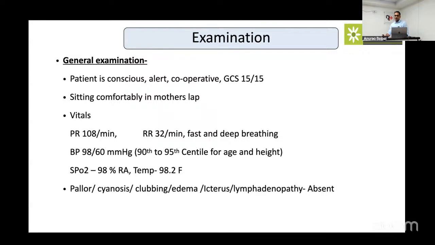So we'll move ahead to examination. In general examination, the patient is conscious, oriented. GCS is 15/15. Baby is sitting comfortably in mother's lap during examination. The vitals: heart rate is 108 per minute. Respiratory rate is on the higher side, 32 per minute. Fast and deep breathing is present. Blood pressure is 98/60 millimeters of mercury, between the 90th and 95th centile for age and height. SpO2 is 98% on room air in the right arm. Temperature is within normal limits. There is no pallor, cyanosis, clubbing, edema, icterus, or lymphadenopathy.